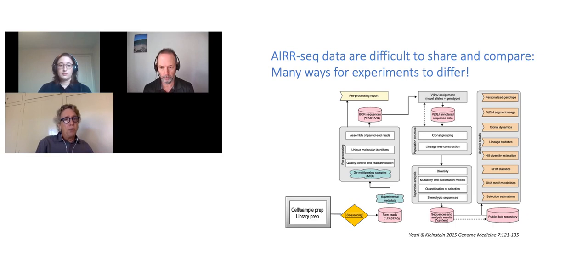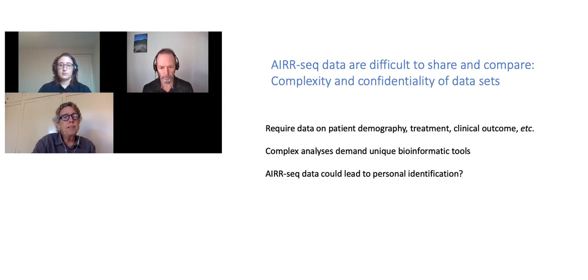So that was one of the real motivations for the AIRR community to look at this and say, well, we need to come up with standard protocols and ways to share these data, ways to store these data in a common way. And then finally, they're difficult to share and compare because of the complexity and confidentiality. To make these data worthwhile, you need some information about patient demography, about outcome, about treatment. And so it's possible that AIRR-seq data could lead to personal identification. So there are a lot of problems and challenges in dealing with these data, sharing and comparing these data.